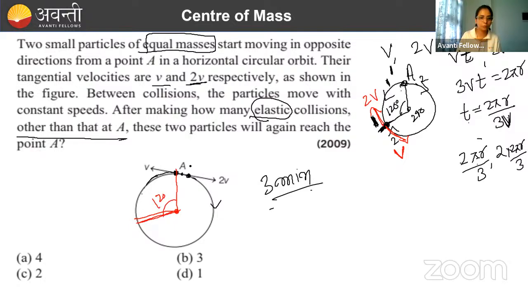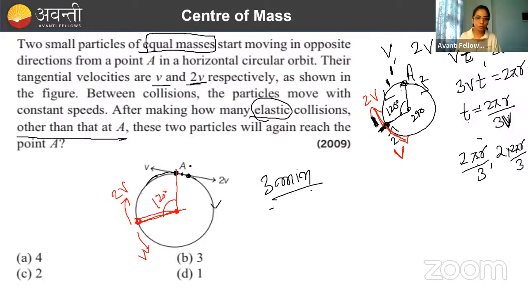Let's take this angle as 120 degrees, where the collision happened. So after the first collision, the first particle started moving in this direction with 2v and the other with velocity v. Now we don't need to go into the calculation; we will only be using the first calculation. How? The one moving with 2v velocity will cover how much angle?